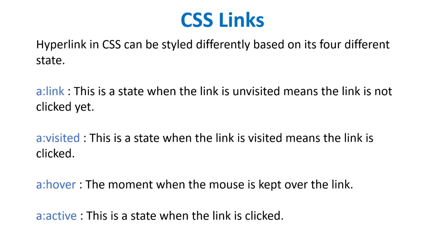A:link. This is the state when the link is unvisited, meaning the link is not clicked yet. A:visited. This is the state when the link is visited, meaning the link is clicked. A:hover. The moment when the mouse is kept over the link. A:active. This is the state or the moment when the link is clicked.